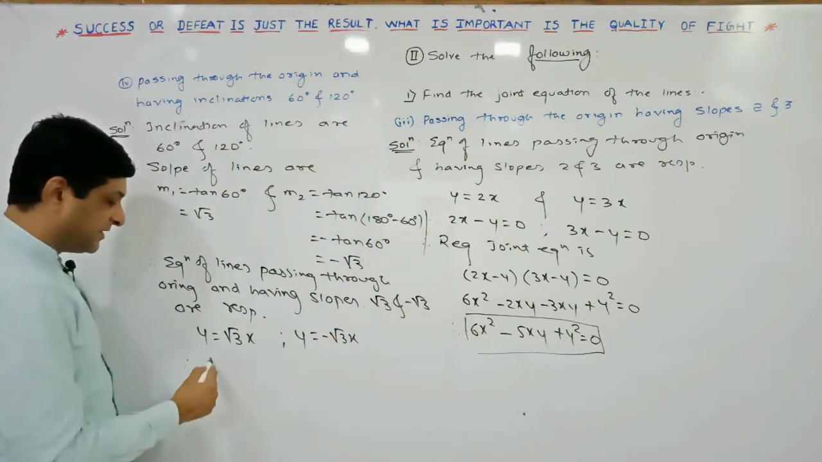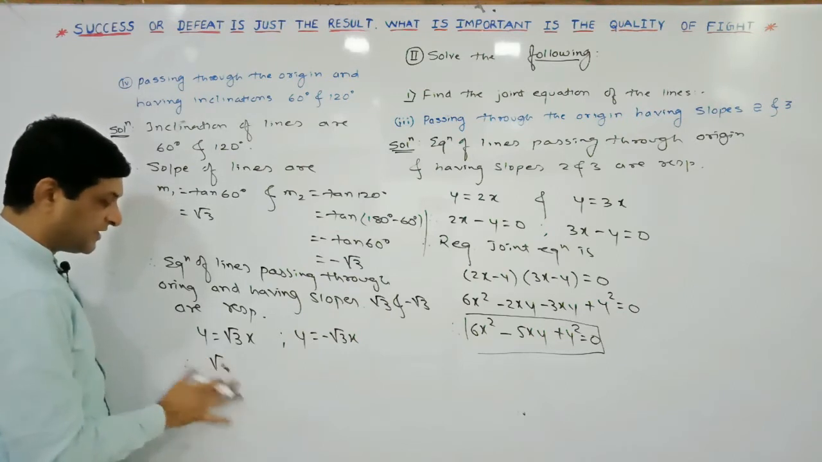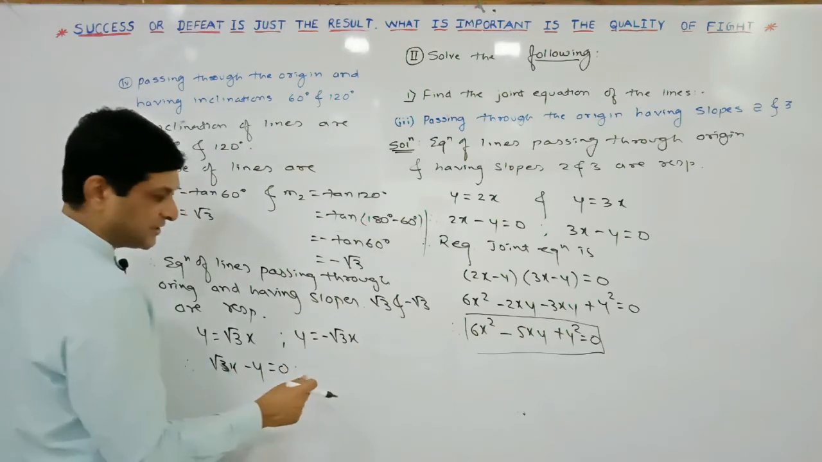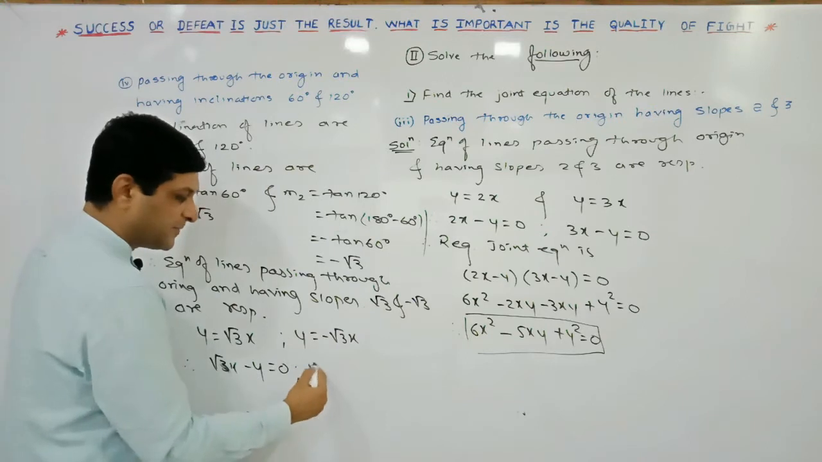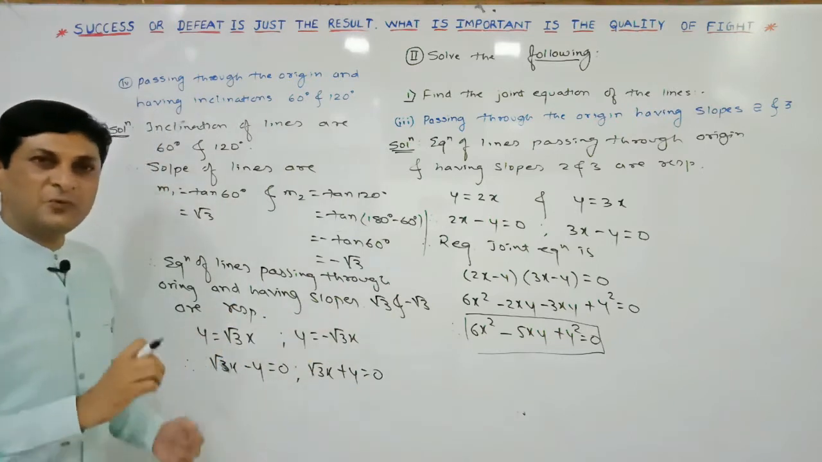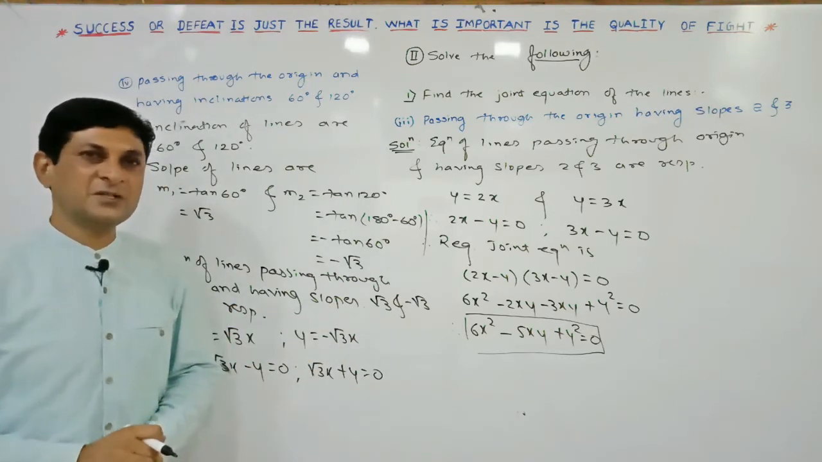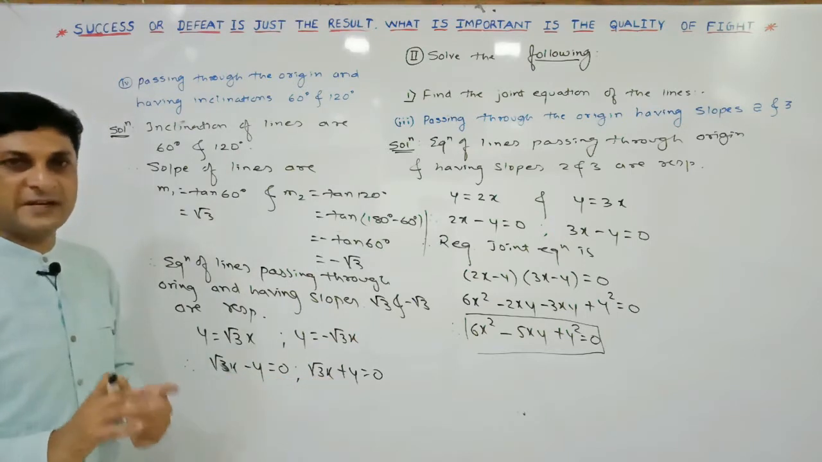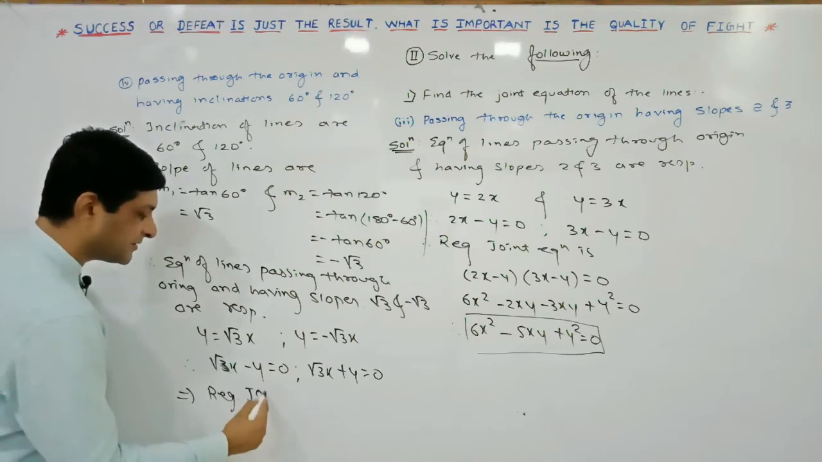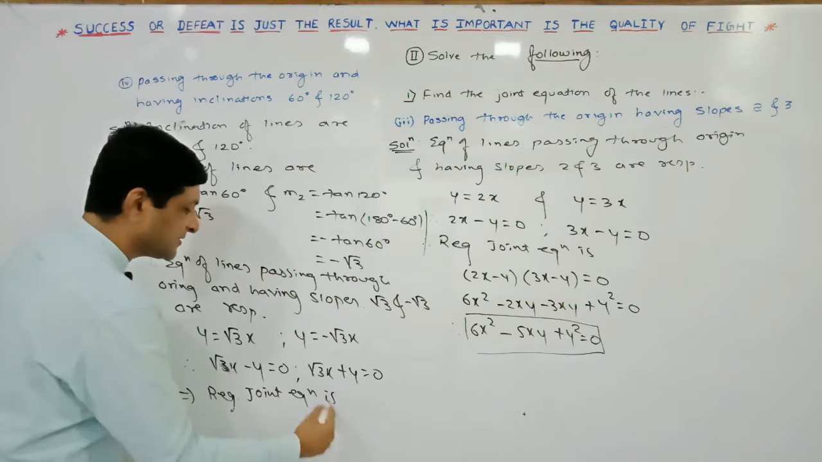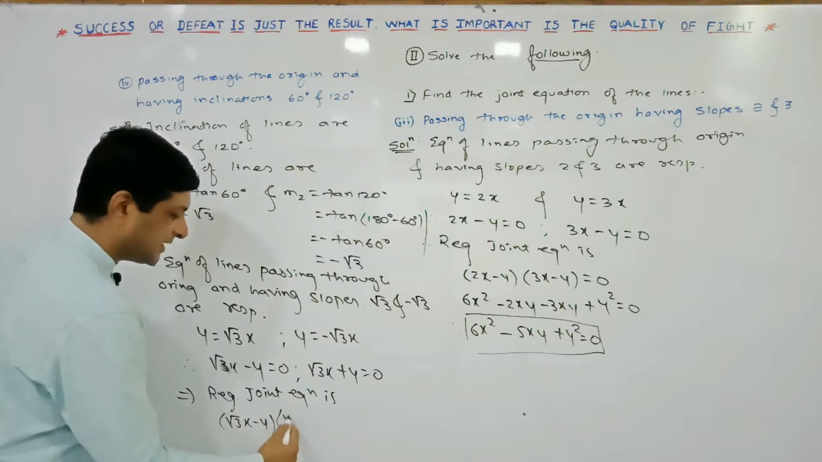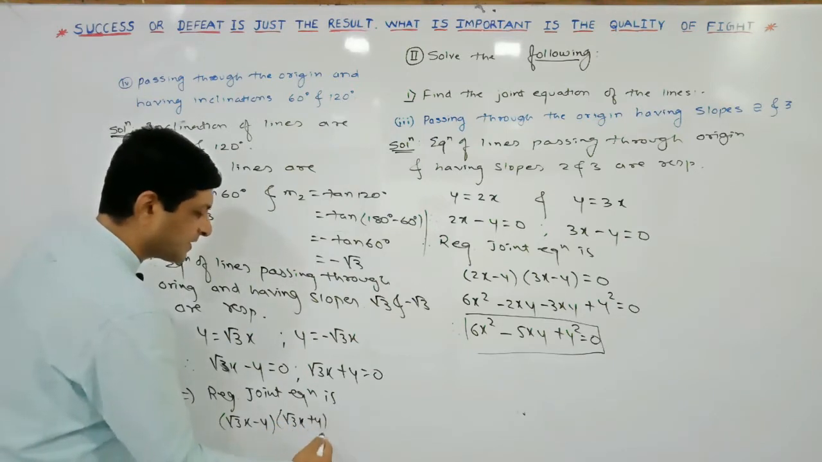So this equation can be written as root 3x, keep it as it is, plus y on this side will become minus y is equal to 0. And in this equation, minus root 3x on this side will become plus root 3x. So what will we get here? Root 3x plus y is equal to 0. In this way, the equations of both the lines are known to us. Once the equations are known to us, by taking their multiplication, we will get the required joint equation. So this implies that the required joint equation is, just simply take the multiplication. What is the equation of the first line? Root 3x minus y, and the equation of the second line is root 3x plus y is equal to 0.